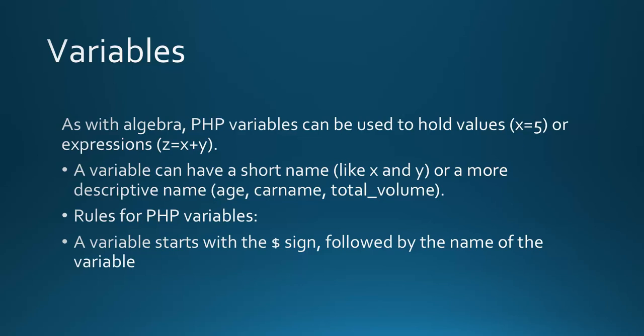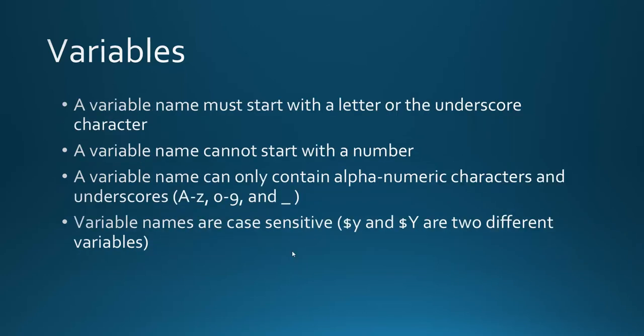Now the rules for PHP variables are: a variable starts with the $, like I told you, followed by the name of the variable. A variable name must start with a letter or the underscore character. Okay, always a letter. Very important. A variable name cannot start with a number. A variable name can only contain alphanumeric characters and underscores, like A-Z, 0 to 9, and underscore.